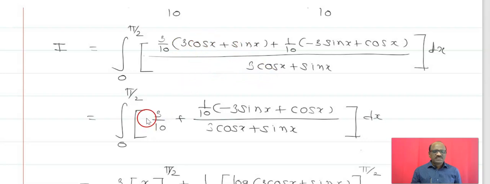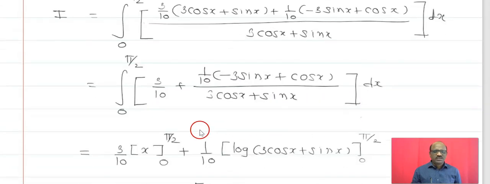If you divide, then you will get 3 upon 10 plus 1 upon 10 times (3 cos x minus sin x) upon (3 cos x plus sin x) bracket complete into dx. Now the integral of 3 upon 10, it's a constant quantity, and its integral is x. Therefore, 3 upon 10 x, lower limit is 0, upper limit is pi by 2.